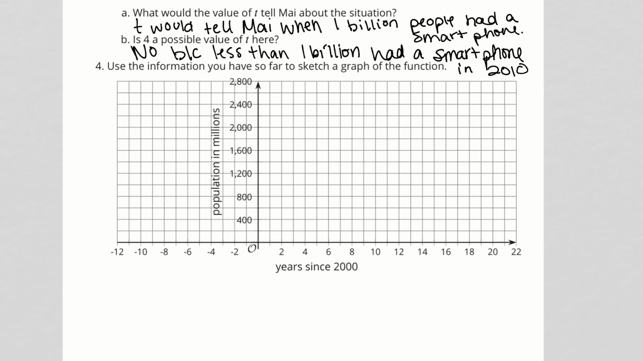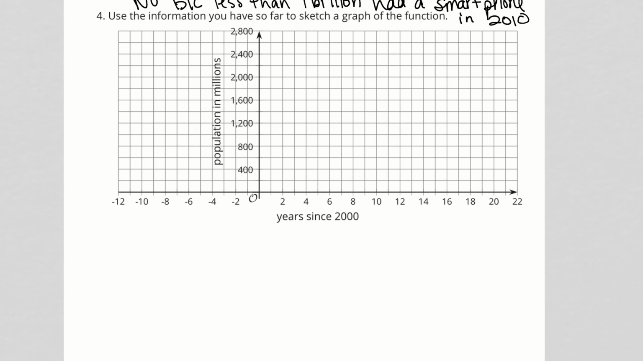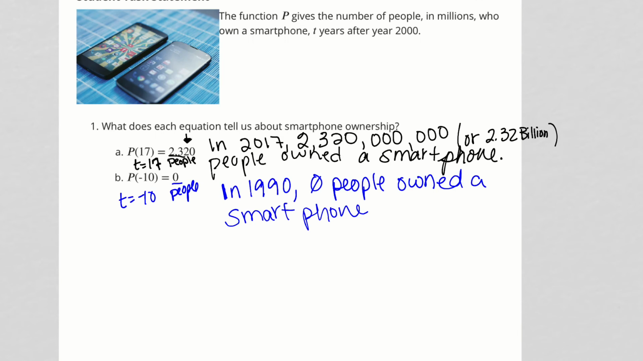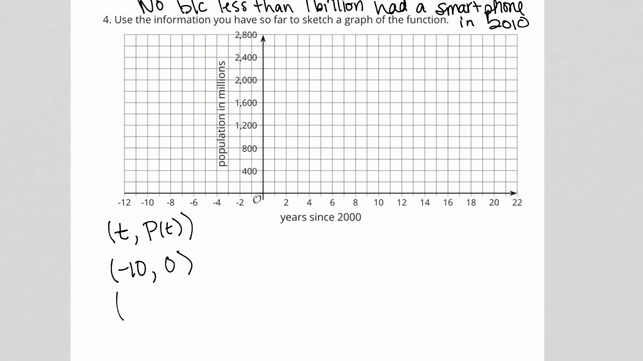All right, now we're going to graph this. We're going to have a coordinate of T for our X value and P of T for our Y value. So my XY coordinate is going to be T, P of T. I'm going to go back and get my negative 10, which was 0. Then what other number did we have back here? We had 17.